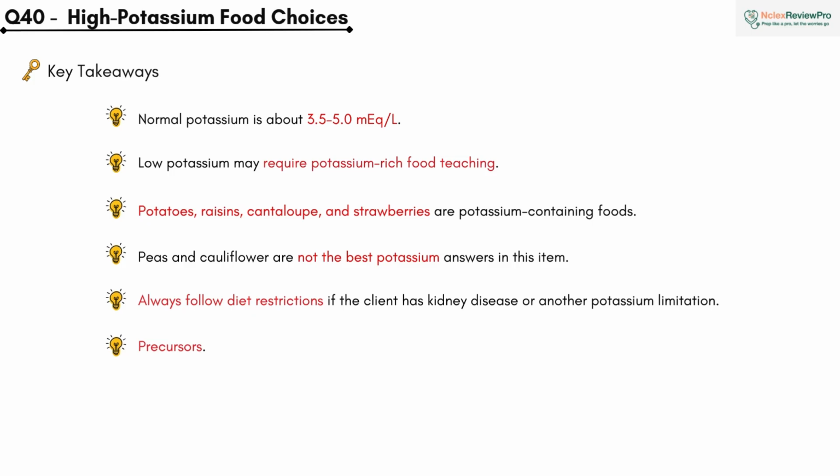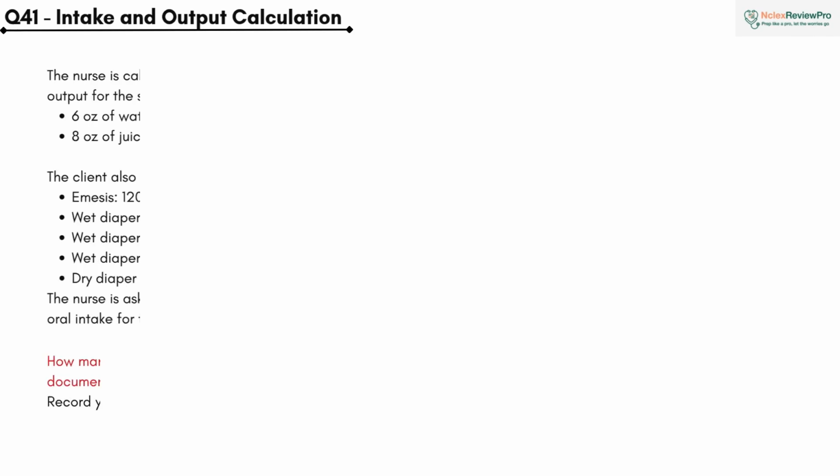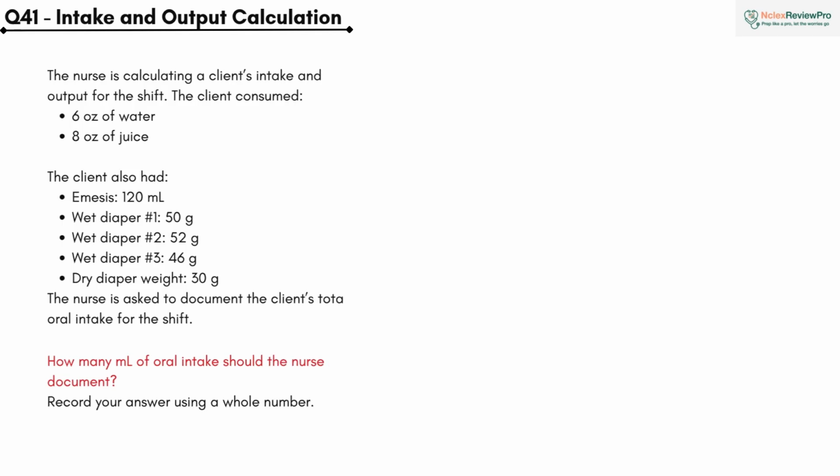Okay, let's keep building clinical judgment and move on to the next. Question 41. Numeric entry, intake and output calculation. Clinical scenario. The nurse is calculating a client's intake and output for the shift. The client consumed 6 ounces of water and 8 ounces of juice. The client also had emesis, 120 milliliters.